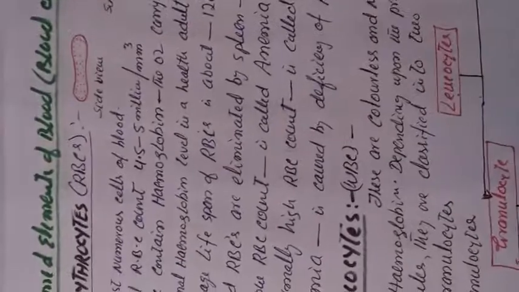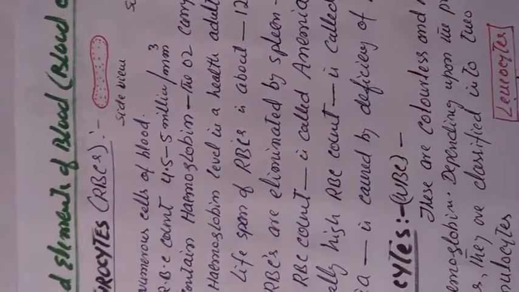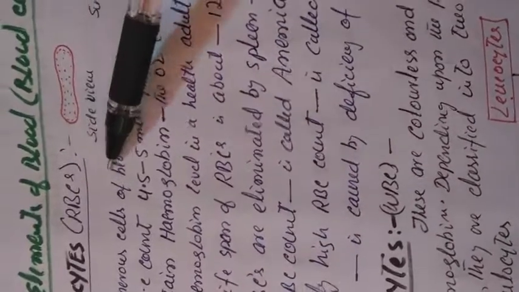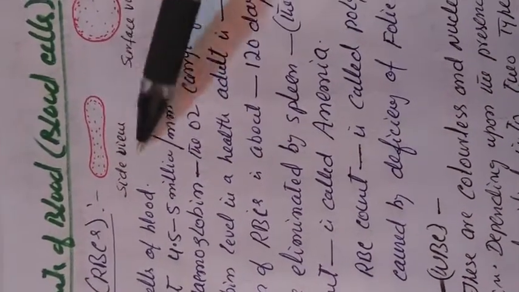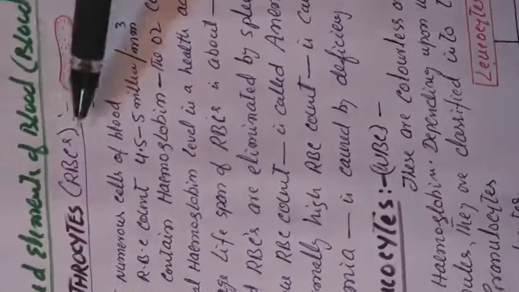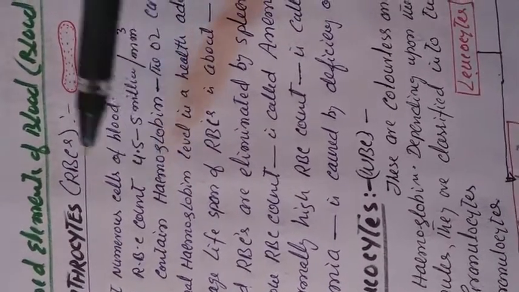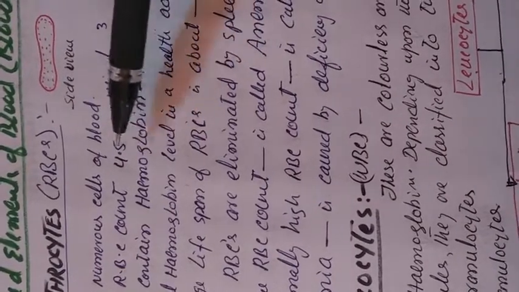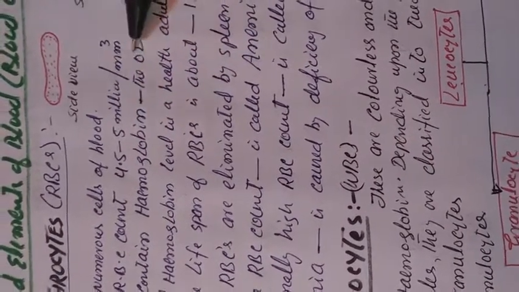Now let us discuss the formed elements of the blood or blood cells. These are erythrocytes, leukocytes and platelets. So far as the erythrocytes are concerned, as you can see, this is the side view of an erythrocyte, a dumbbell shaped red blood cell, and this is the surface view. Now these erythrocytes are the most numerous cells of the blood, and the total RBC count ranges from 4.5 to 5 million per cubic millimeter.